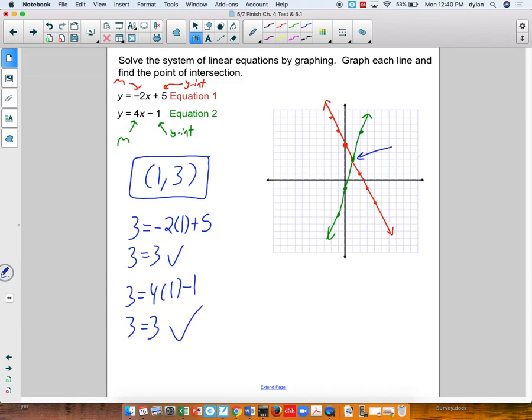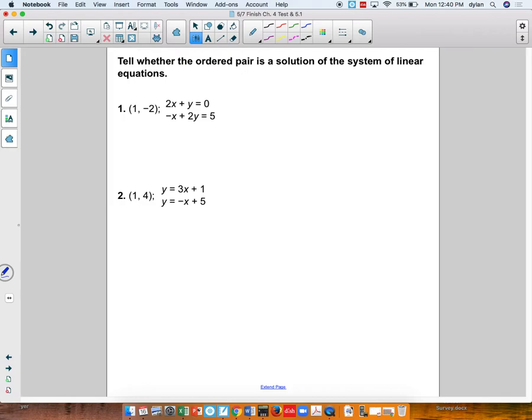And it's really important that you always check both, because it's pretty easy to make a mistake and have it work for one but not the other. So another thing that you might look at with these types of systems is telling whether an ordered pair is actually a solution to a system of equations. In other words, you're given an ordered pair, like (1, -2), and you just want to know if it actually works for this system.